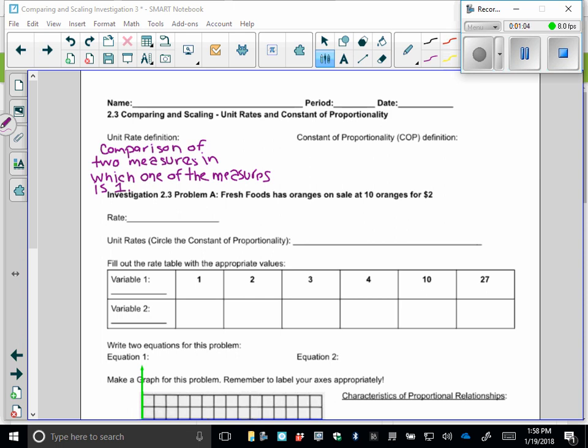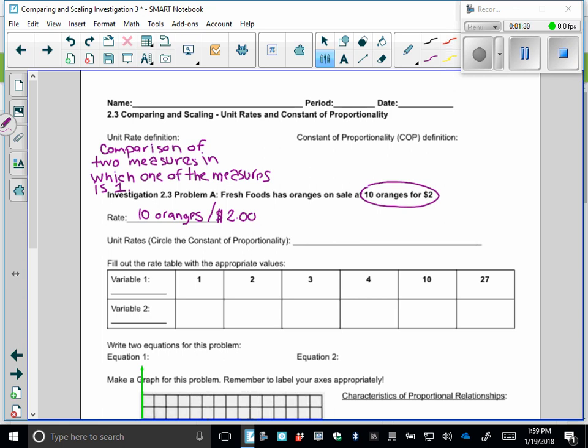Okay, with this problem, Fresh Foods has oranges on sale at 10 oranges for $2. So Elliot, what is a rate that you can make with that? 10 oranges for $2. Yep. That's actually just the rate. That's one rate, 10 oranges. Is there another one? And you could use a slash. What else? Anything else?